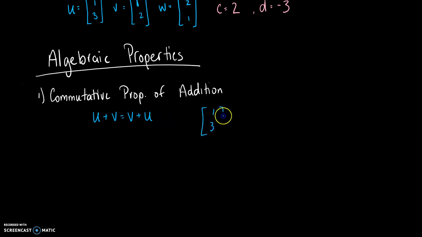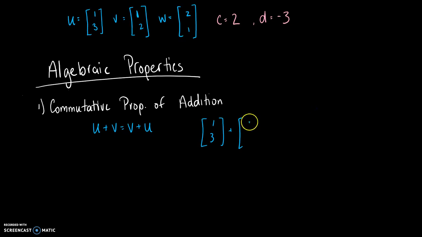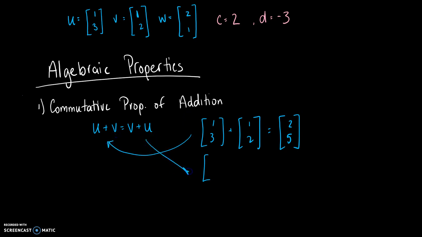So (1, 3), that's what u is, plus what did we define as v? We defined it as (1, 2), which is equal to what? That's equal to (2, 5). If we switch these around, what do we get? Right, so this is u plus v. Here comes v plus u. Now we get (1, 2) plus (1, 3). We get, look at that, it's (2, 5).